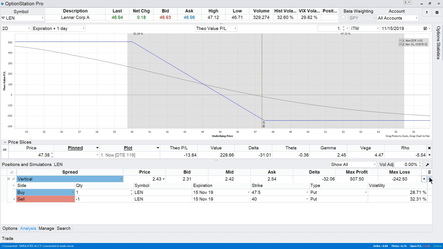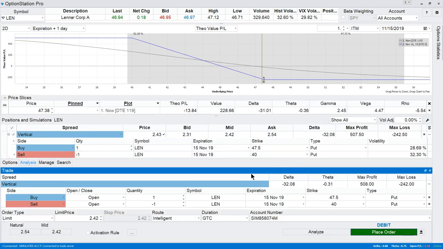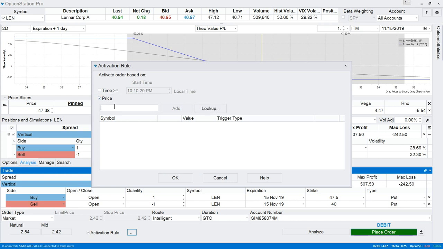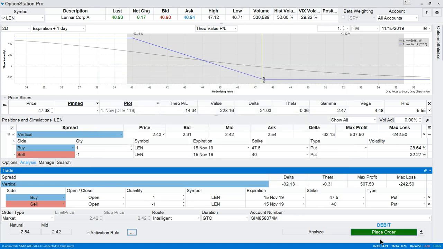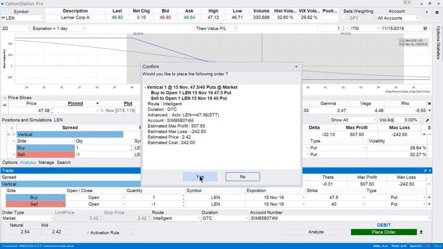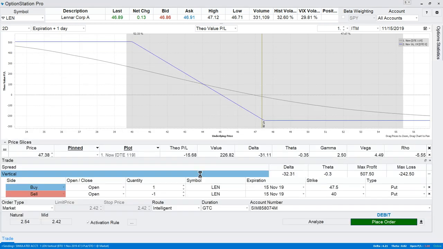So if you're happy with this trade and you want to take it, the action will be to click trade, and once you have the trade ready to be executed here, change this to market, click on the activation rule button to set a price based on LEN, and you will want the condition to be 47.38 or above. So if LEN goes above or equal to 47.38, what you are doing is buying the bear put spread made of buying the 47.5 put and selling the 40 put. But that's not going to be done unless, I just used the wrong drawing here, sorry for that, unless LEN reaches that 47.38 mark. Okay, so you now click yes.